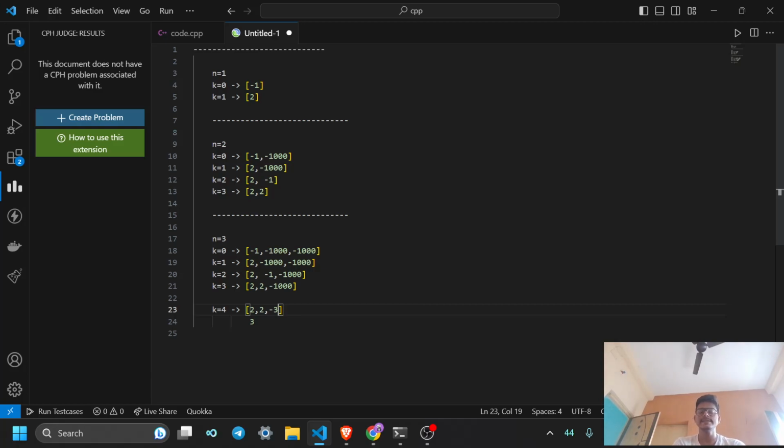If I take minus 3, then this subsum will give me a negative, and this whole subsum will give me a positive number 1. Is it understandable? I think it is.